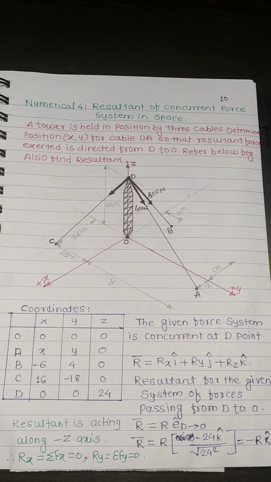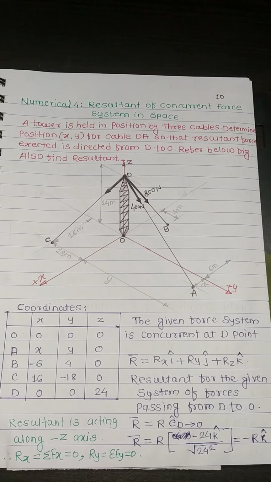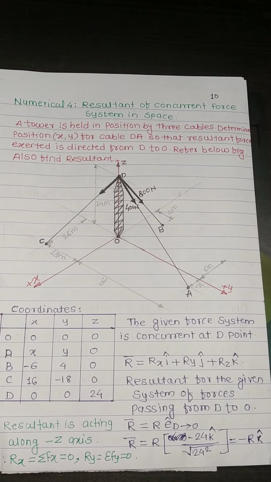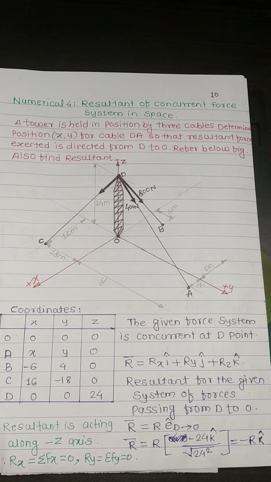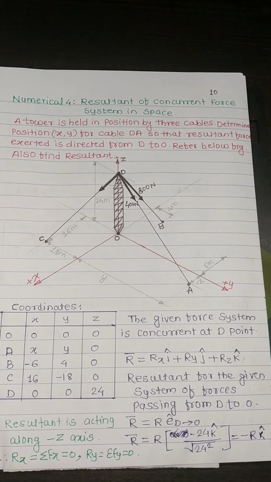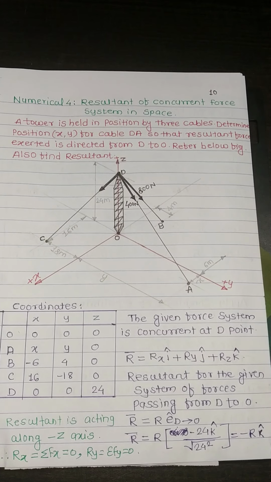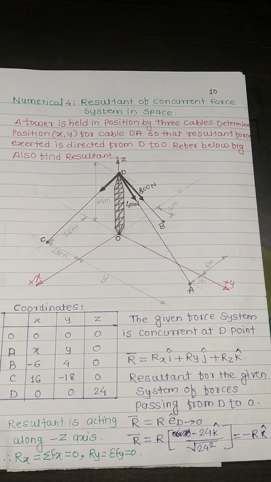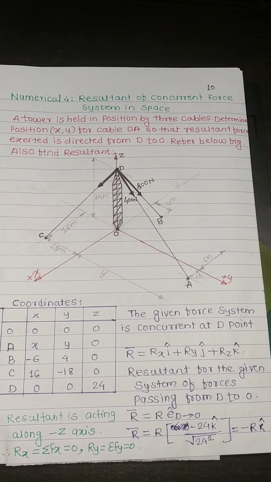The numerical is given as: a tower is held in position by 3 cables. Determine position x, y for the cable DA so that the resultant force exerted is directed from D to O. Refer to the below figure. Also find the resultant of the given force system.